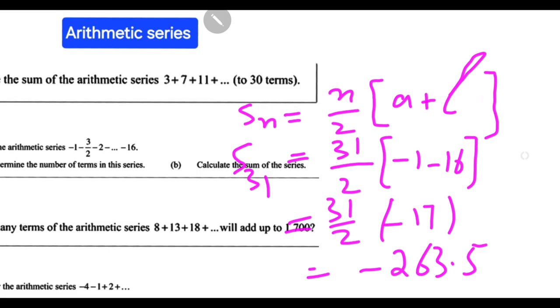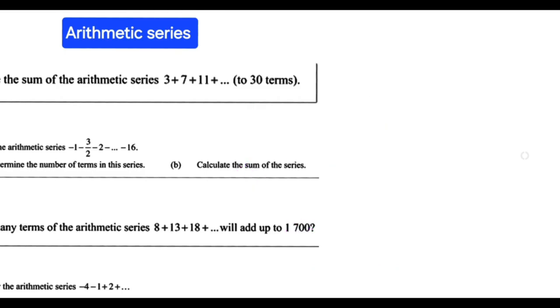But if you want to use the normal formula, the sum of the first n terms formula, you can use that also. Let me show you that way of solving this one. So this is my final answer. So if you don't want to use the first and the last term formula, you can use the sum of the first n terms formula.